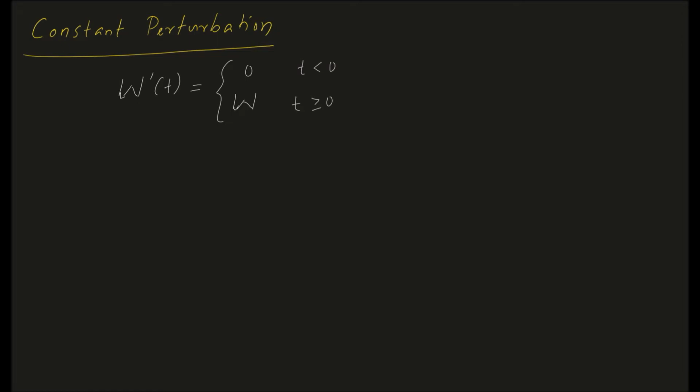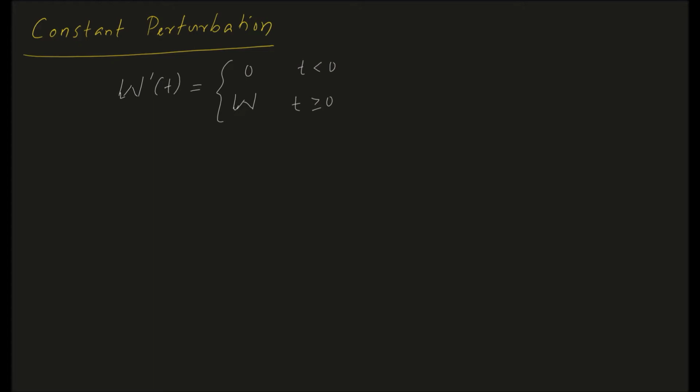So here in this particular problem, we consider the case of a constant perturbation acting on the system. That is given by this particular expression W prime of t, which is equal to 0 for time t less than 0, and it is equal to W for time t greater than 0. So still it's a time dependent perturbation because it varies with time, but for time greater than 0 the perturbation remains constant.